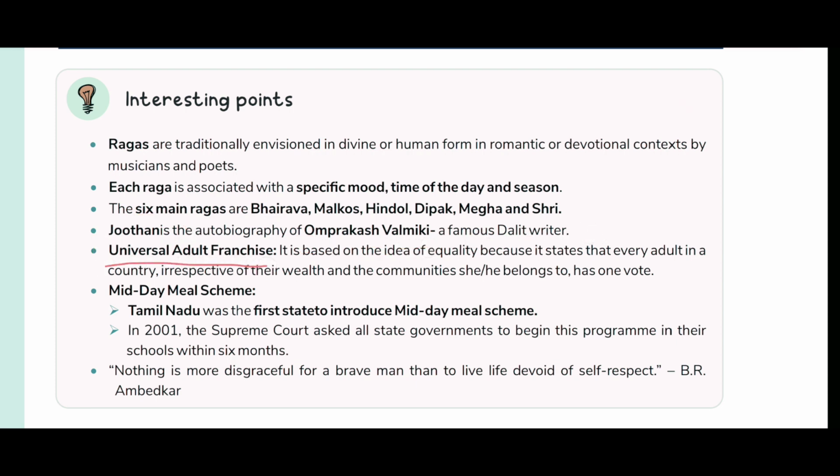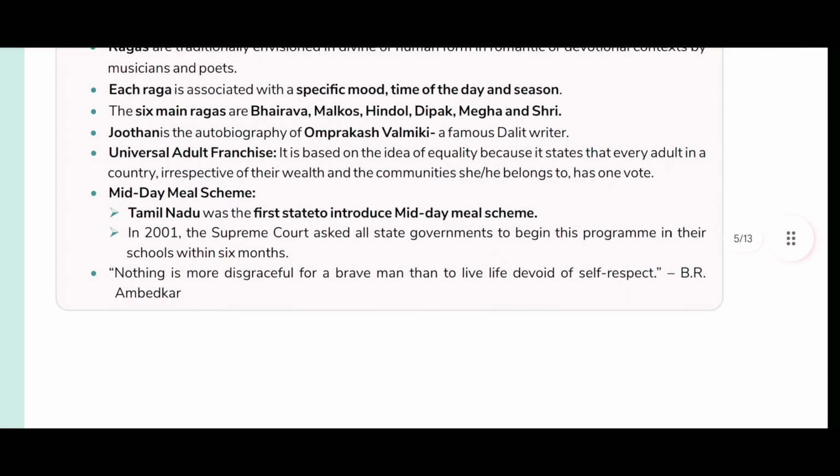Universal adult franchise. It is based on the idea of equality because it states that every adult in a country, irrespective of their wealth and community she or he belongs to, has one vote. Midday meal scheme. Tamil Nadu was the first state to introduce midday meal scheme. In 2001, the Supreme Court asked all state governments to begin this program in their schools within 6 months.